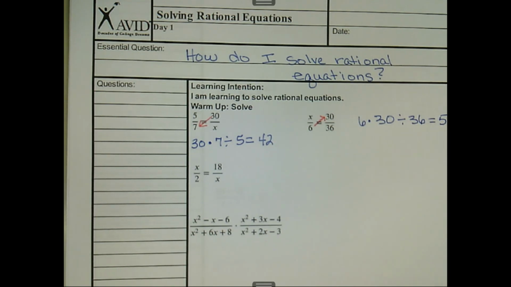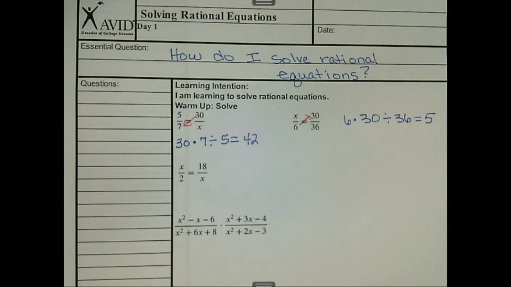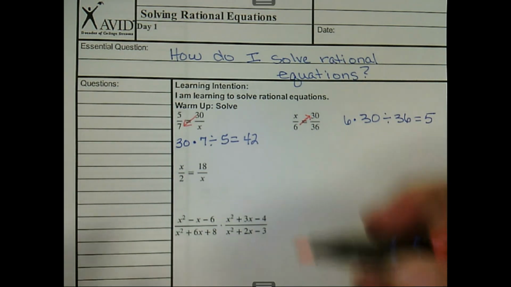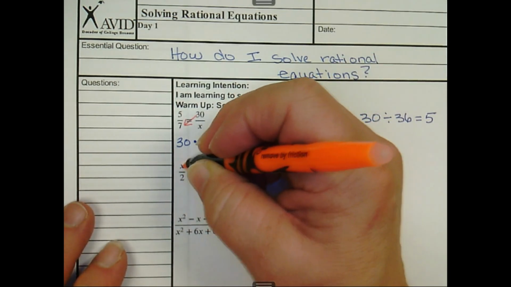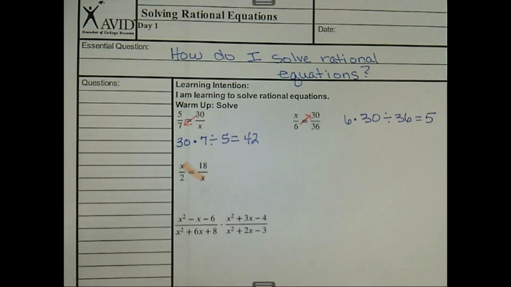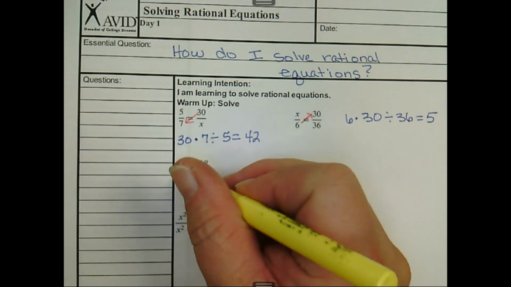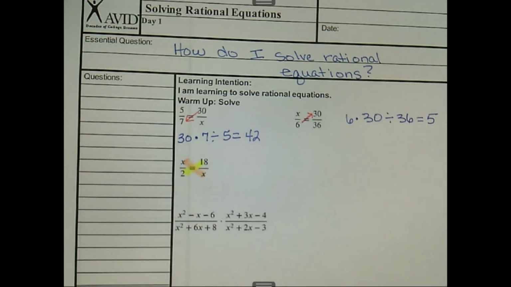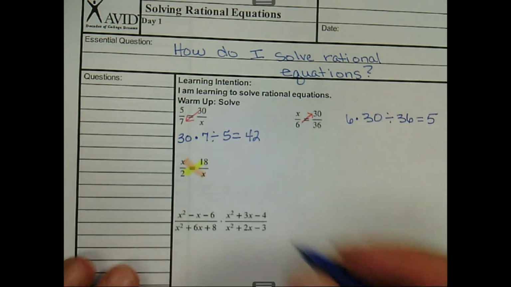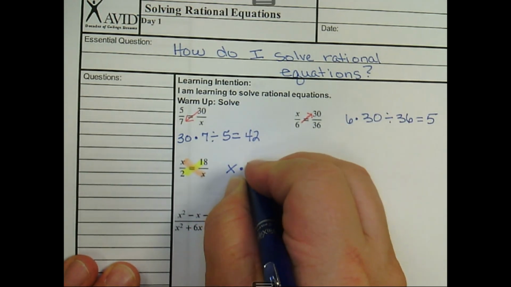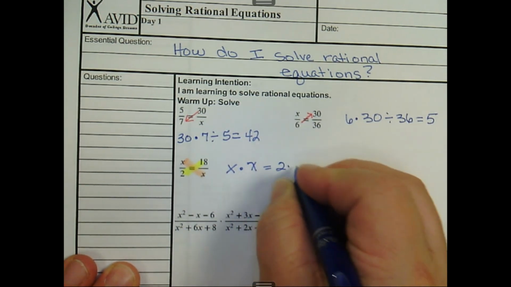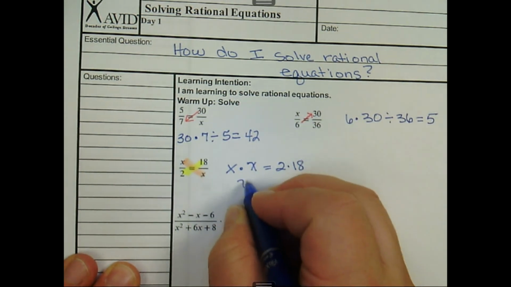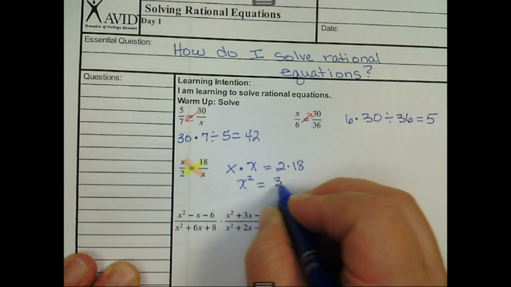Okay, if you only have one variable, then all you have to do is multiply and then divide. You always multiply at that diagonal. If you've got two variables, you have to actually do the cross multiplication. So x will be multiplied with x, and 2 will be multiplied with 18, and they will be equivalent. X times x is equal to 2 times 18. X squared is equal to 36.